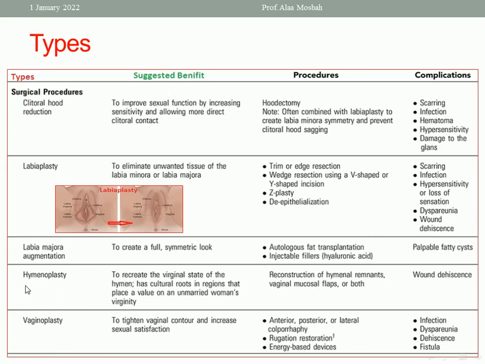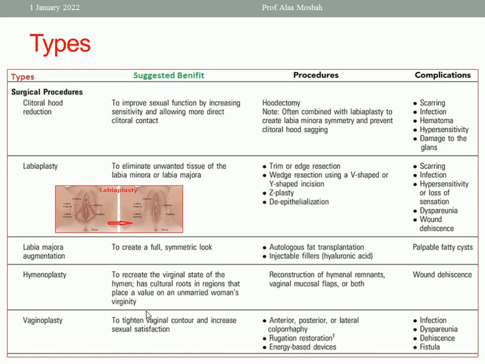The later operation is the hymenoplasty to recreate the virginal state of the hymen. It has cultural roots in regions that place a value on an unmarried woman's virginity. What is the procedure? Reconstruction of hymenal remnants, vaginal mucosal flaps, or both. What is the complication? Wound dehiscence.